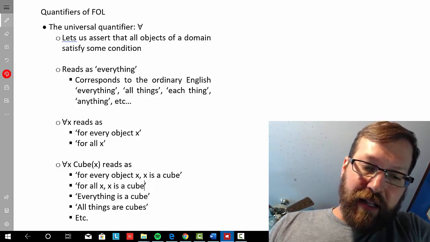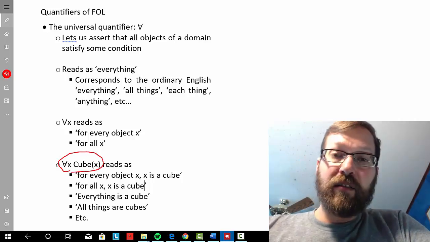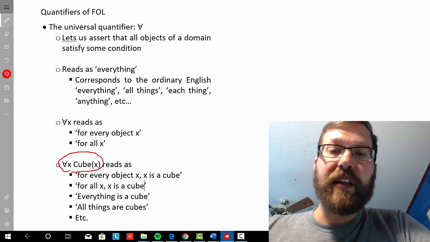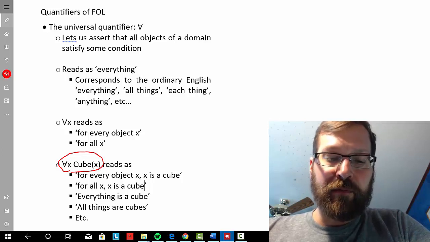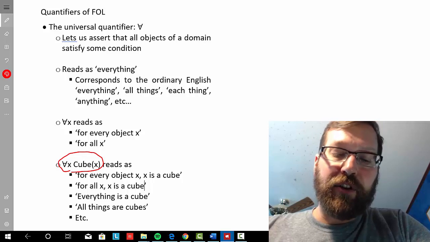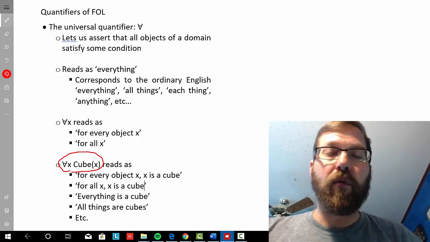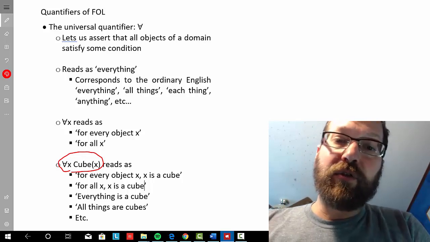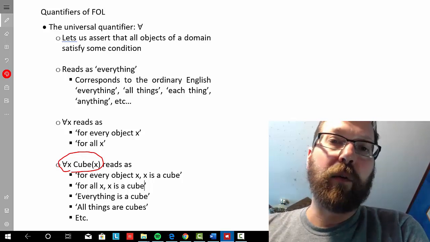So again, looking at this quantified sentence, a couple of ways of reading it in the jargony way is for every object x, x is a cube. For all x, x is a cube. Or, and now we're moving to the ordinary English, everything is a cube, all things are cubes, and so forth. All right, let's turn now to the existential quantifier, which is the other quantifier in FOL.